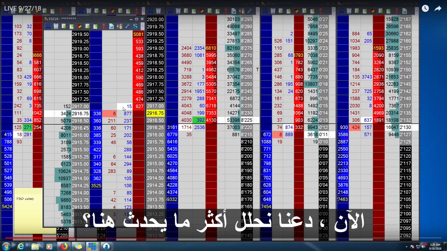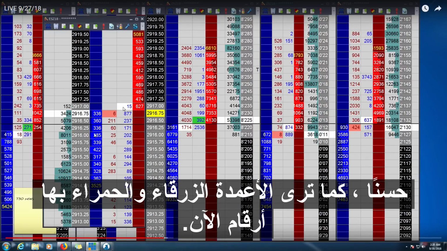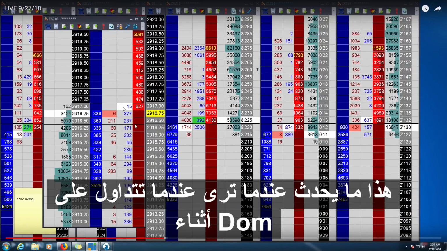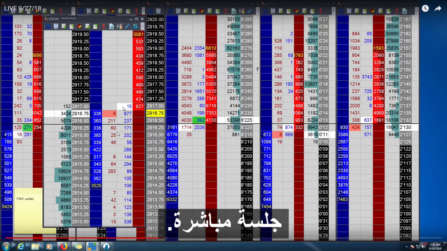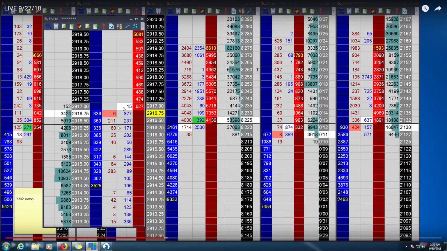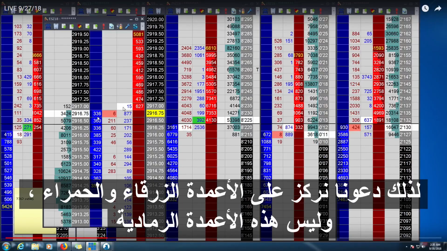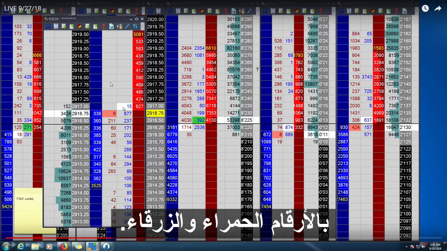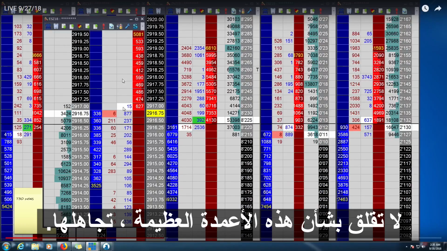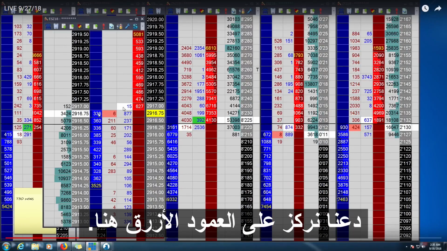Now, let's further analyze what's going on here. As you can see, the blue and red columns have numbers now. That's what happens when you're trading on the DOM during a live session. There's actual action. So let's focus on the blue and red columns, not these gray columns with the red and blue numbers. Ignore those.